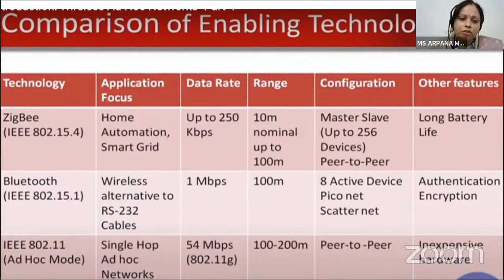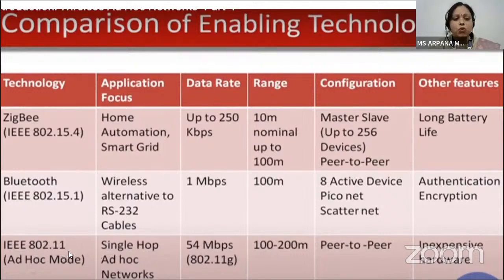The configuration of Zigbee is master-slave, with long battery life. Bluetooth is a wireless alternative to RS-232 cables. The Bluetooth standard is IEEE 802.15.1, the data rate is 1 megabit per second, and the range is more than Zigbee. Zigbee range is up to 100 meters, and Bluetooth can be utilized for some more. The configuration uses 8 active devices, piconet and scatternet, and definitely authentication and encryption.